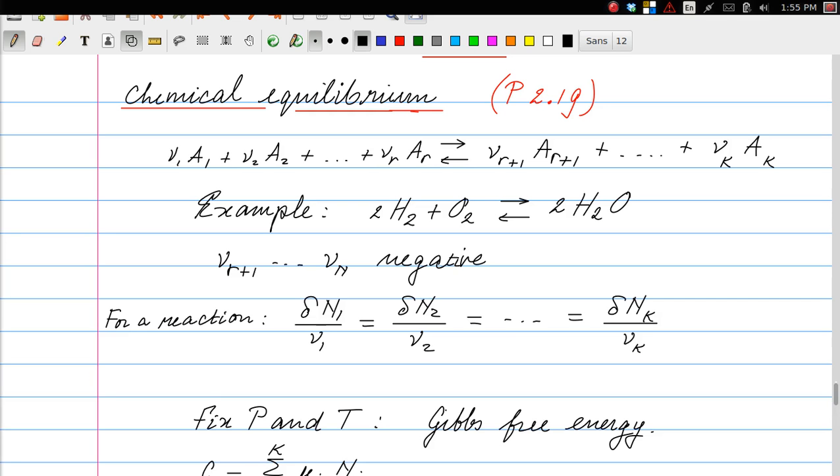So now we would like to study the thermodynamics of chemical equilibrium. So if you have a chemical reaction, you have a series of species. Those are here the A1, A2, etc. up to AR. And they react and produce different species, AR+1 up to AK, and the reaction can go both ways. And then we have these important prefactors which tell you how many molecules of each species you need in order to produce a particular amount of molecules on the right hand side.